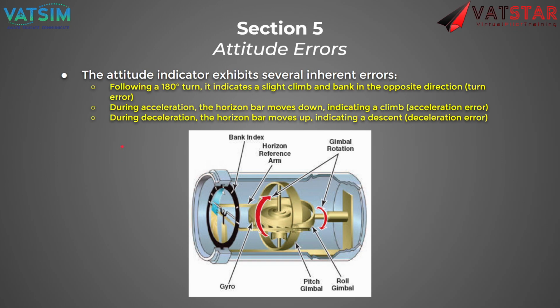Now, there are a couple errors associated. Like I said, gyroscopes aren't perfect. If you do a 180-degree turn, the attitude indicator will actually indicate a climb and a bank in the opposite direction, and we call this the turn error. During acceleration, if you were to ram the power full forward, the horizon bar, which is this white bar here, is actually going to indicate a climb. During deceleration, that horizon bar moves down, indicating a descent.